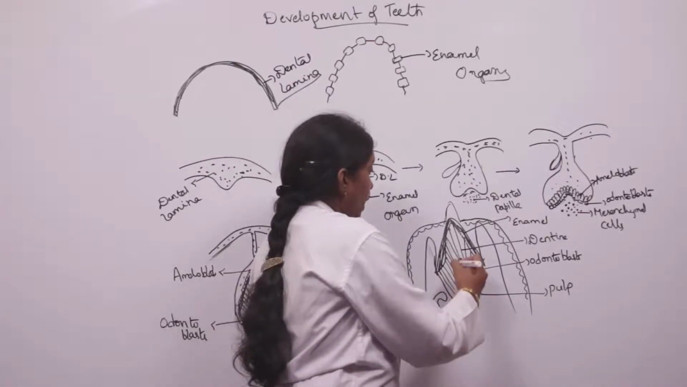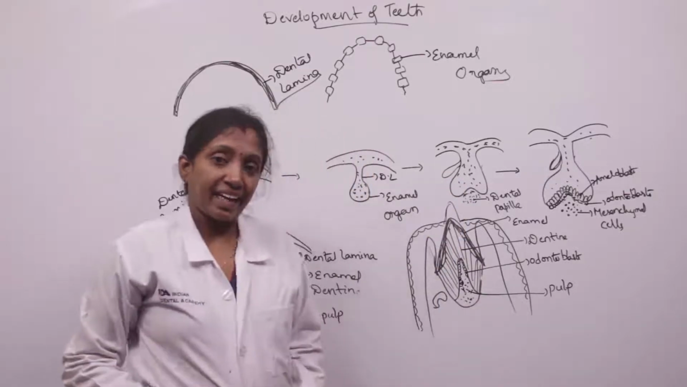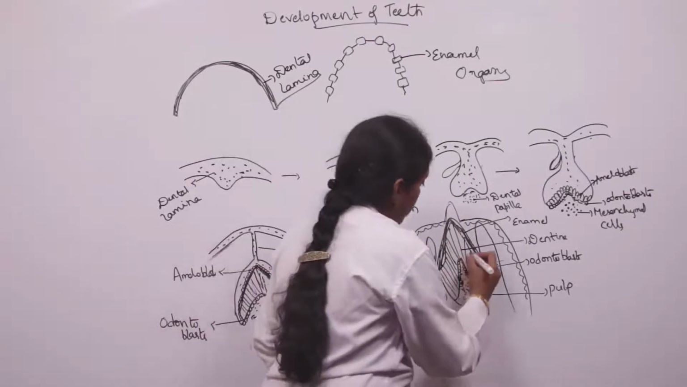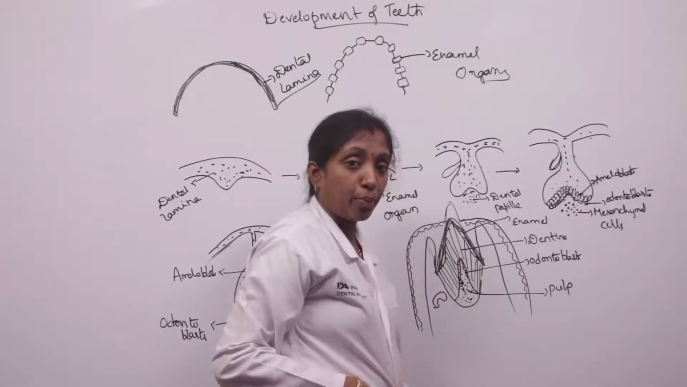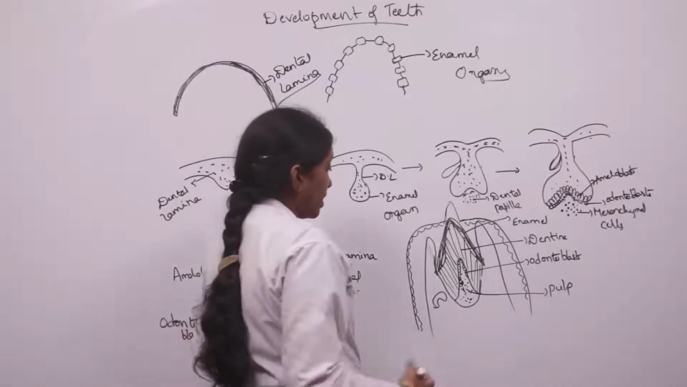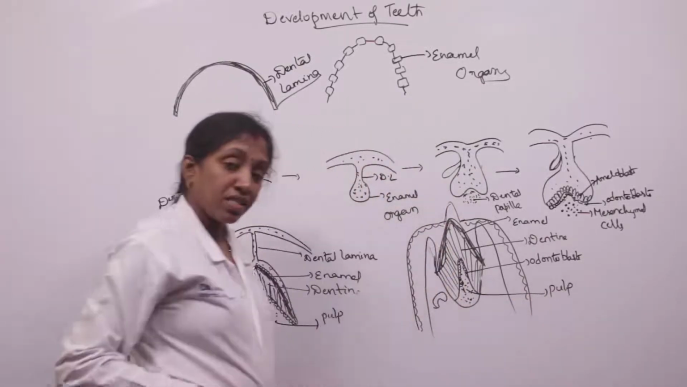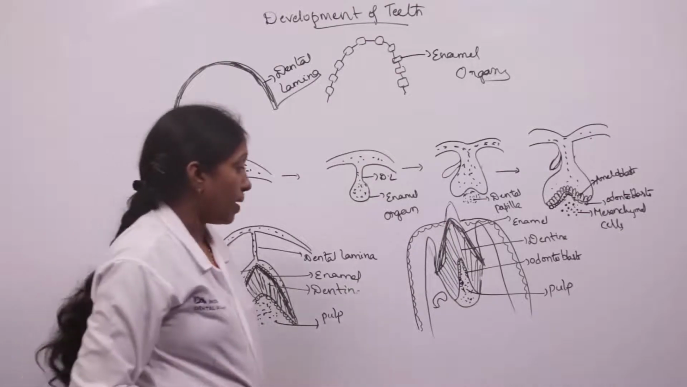And these odontoblasts form the dentine, which is the hardest part of the tooth, like the bone. This is the pulp, which is traversed by blood vessels and nerve plexus.